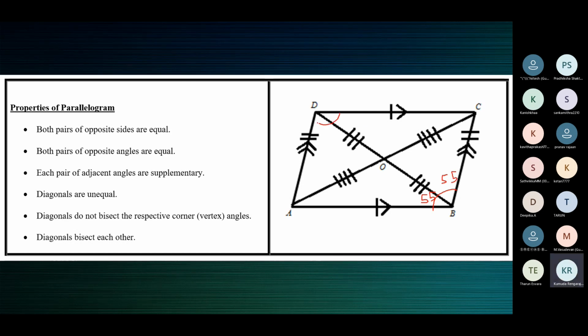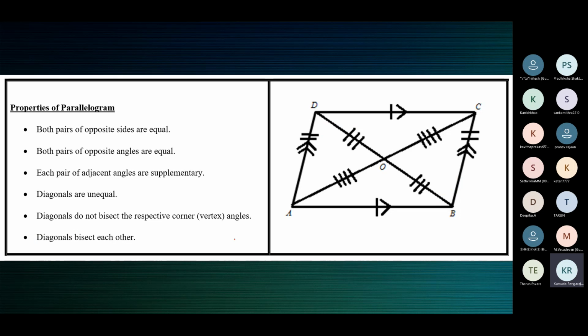Now, opposite angles are equal. We learned that in a parallelogram, opposite angles are equal. So this also is 110. No, it will not be 55. Diagonal BD will not bisect angle B and angle D. Diagonal AC will not bisect angle A and angle C. That is what it is.